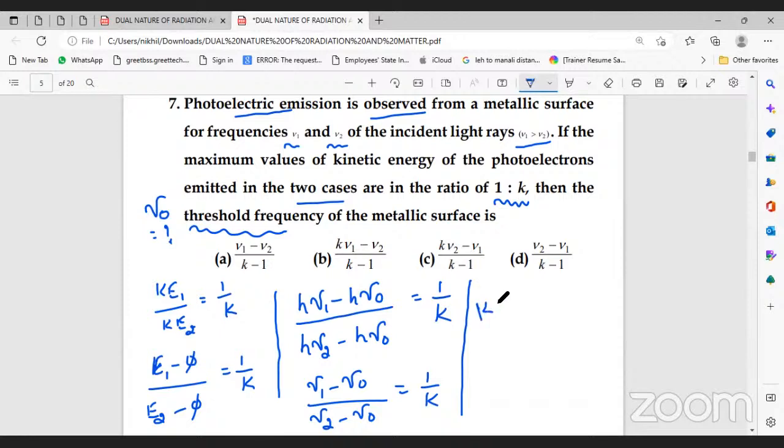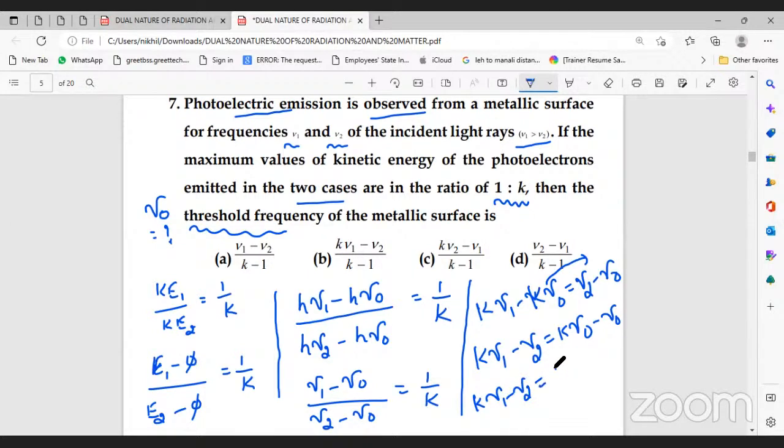Sir, k times nu1 minus nu naught equals nu2 minus nu naught. Yes, sir. Or k nu1 minus k nu naught equals nu2 minus nu naught, so k nu1 minus nu2 equals k nu naught minus nu naught. If I choose this term to this side, it becomes minus nu naught. So k nu1 minus nu2, what is the common term on the RHS? Nu naught times k minus 1. So nu naught equals k nu1 minus nu2 divided by k minus 1. So you can go with option B. Yes, sir. Yeah.